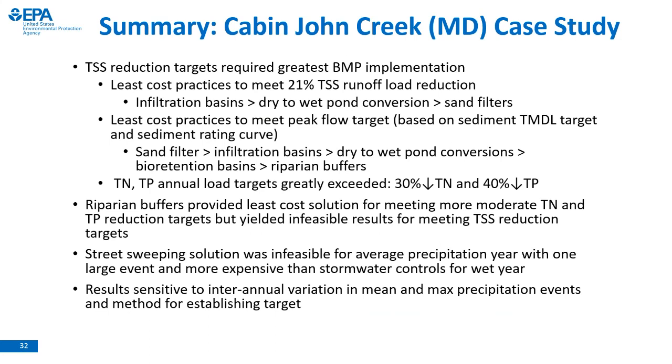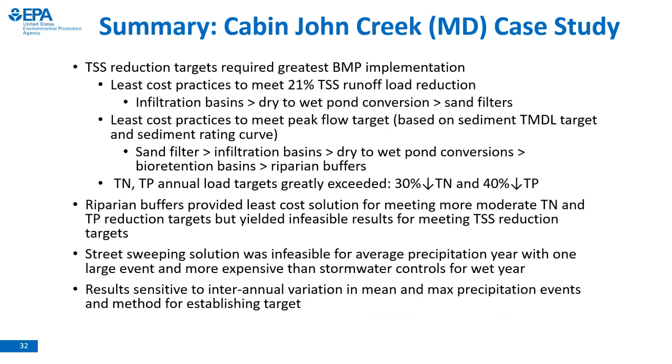If the TSS reduction targets were met, then the nitrogen and phosphorus annual load targets for the bay were greatly exceeded, with 30% and 40% reductions respectively. If they were only concerned with meeting the more moderate nitrogen and phosphorus reduction targets, riparian buffers would be sufficient and provide the least cost solution. However, they yielded infeasible results for meeting the more stringent TSS reduction targets.